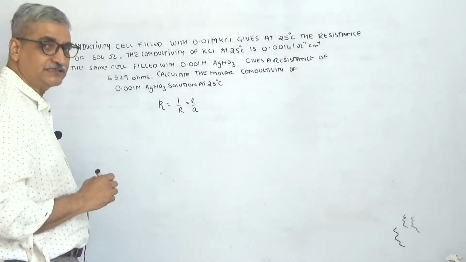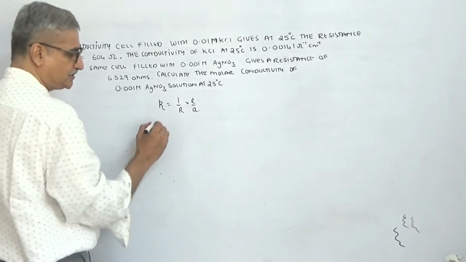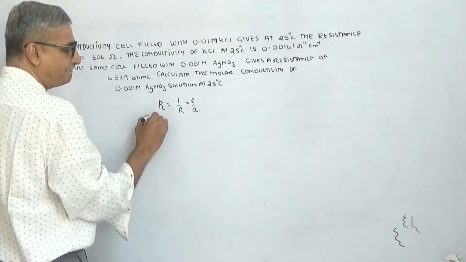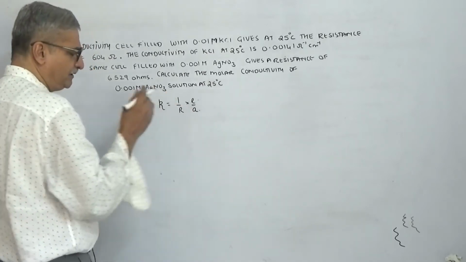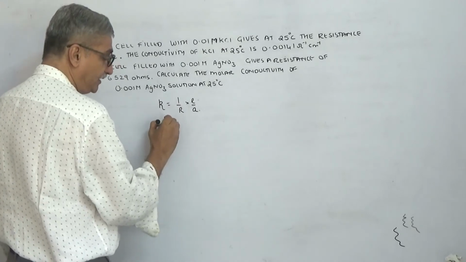So from the first data, we are going to get L by A, the cell constant. Conductivity into R, is this clear? K is equal to 1 upon R into L upon A, correct. So therefore, from the first data, we'll get L upon A, the cell constant.